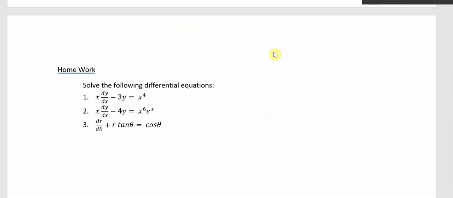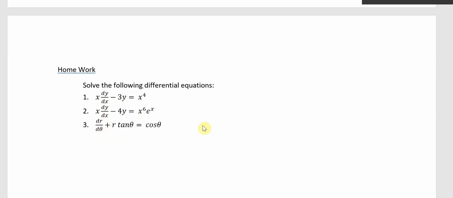So this is homework for you. I'm giving 3 problems. Solve the following differential equations: x dy by dx minus 3y equals x power 4; x dy by dx minus 4y equals x power 6 e power x; dr by d theta plus r tan theta equals cosine theta. Here dr and r are on the left hand side.